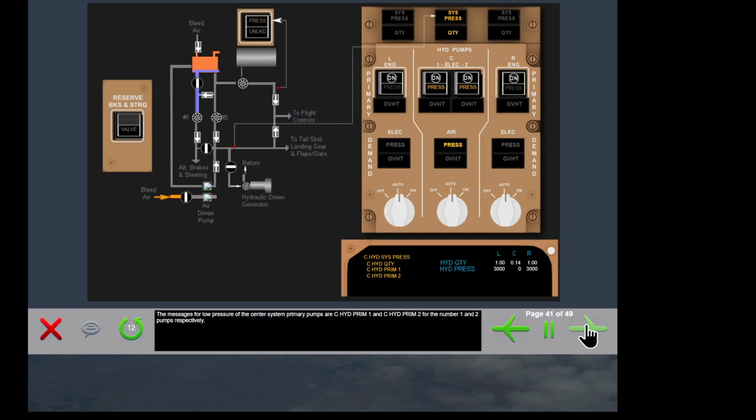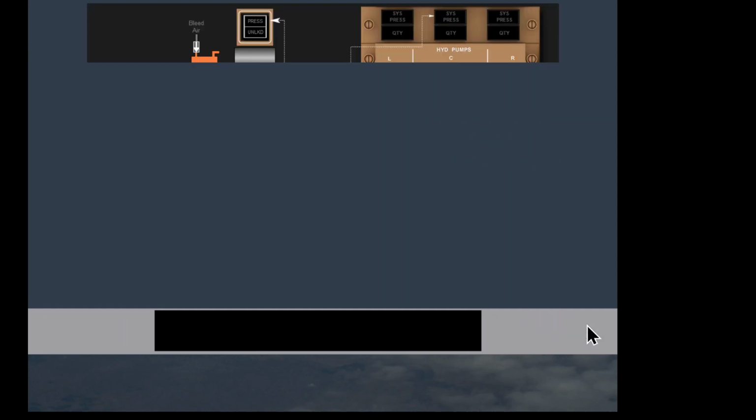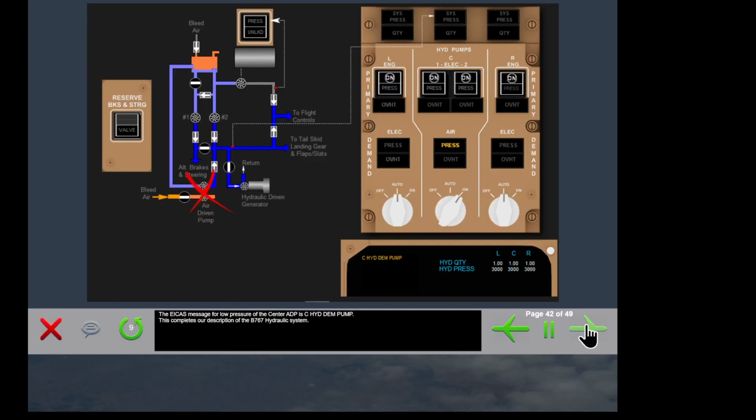The messages for low pressure of the center system primary pumps are center hydraulic primary 1 and center hydraulic primary 2 for the number 1 and 2 pumps respectively. The ICAS message for low pressure of the center ADP is center hydraulic demand pump. This completes our description of the Boeing 767 hydraulic system.